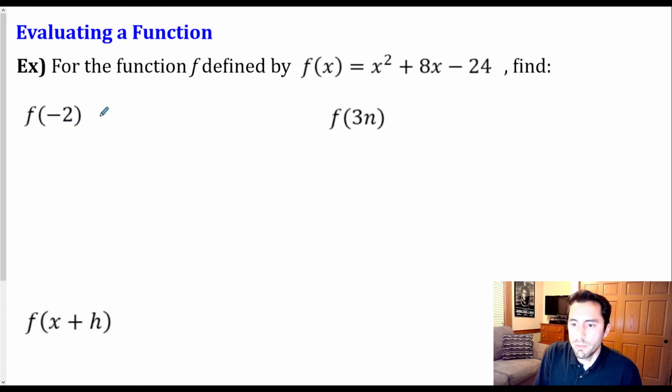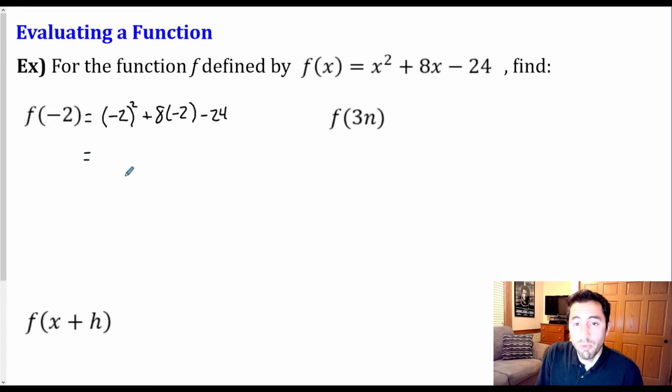To do this, in our original function, since it's a function with the variable x, wherever we see an x inside this function, we are going to replace that with negative 2. So this is equal to, okay, and I do have a negative, so I'm going to be careful and use my parentheses: negative 2 squared plus 8 times negative 2, and then we have minus 24. No variable in that one, so we don't have to change it.